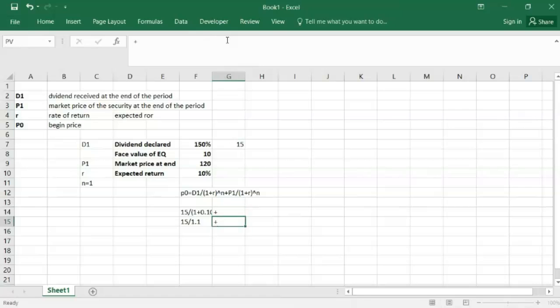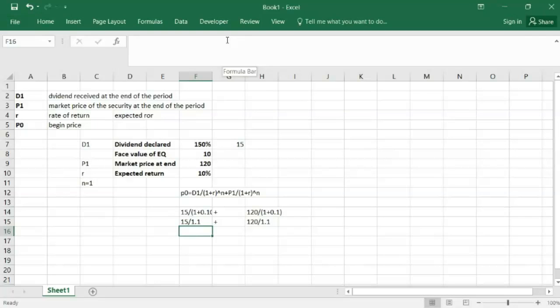you take the price I have calculated. What is the price? The end period price is 120 rupees divided by (1 plus r) to the power n, which is also equal to (1 plus 0.1) to the power 1. It means 120 divided by 1.1. So I'm just going to take the values out of this and do the calculation.